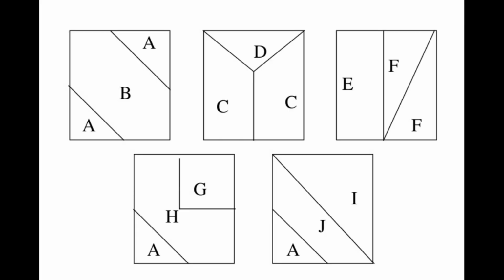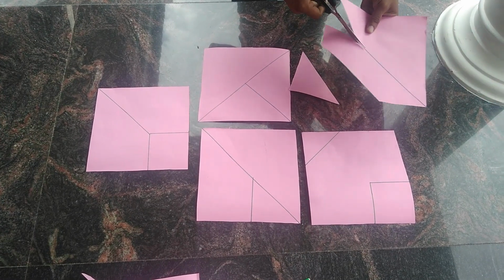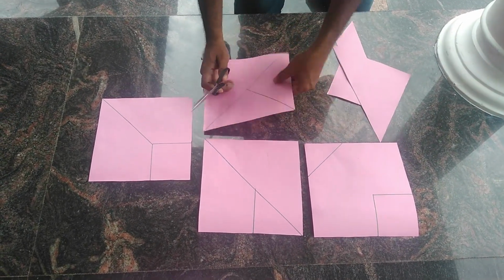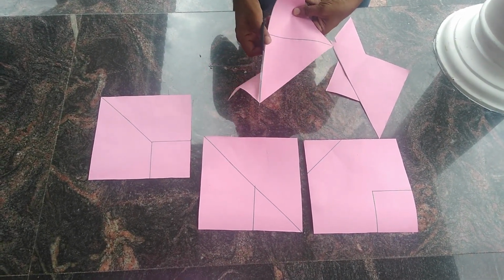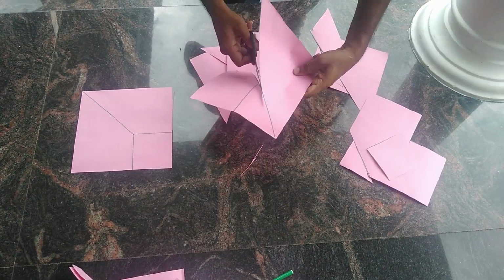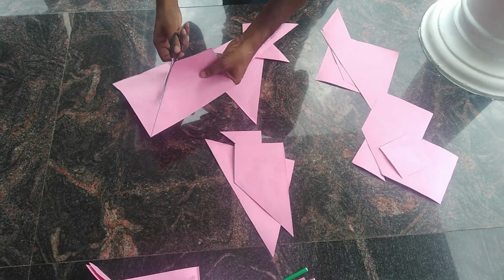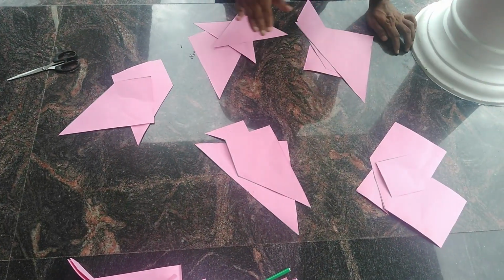Now I am going to cut these square pieces into 3 pieces as given in the picture. The teacher can cut the square pieces according to the age level of the students. The teacher can make different patterns for different age groups. So we have cut these 5 pieces into 3 and in total we have got 15 pieces.